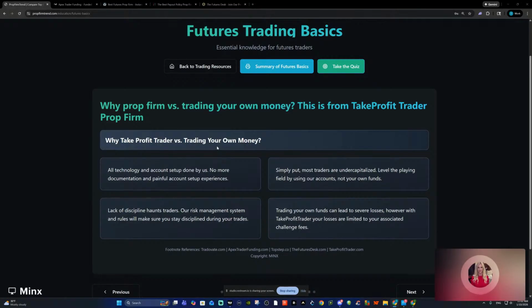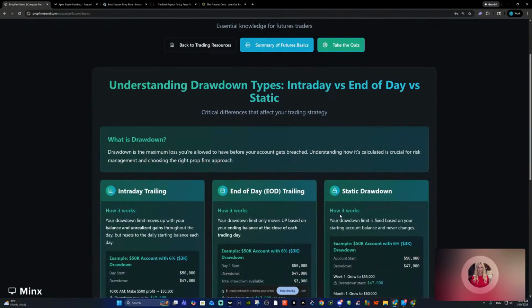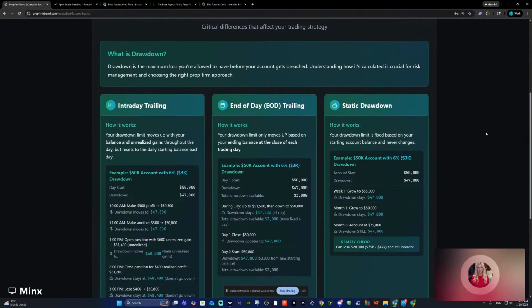Also, lack of discipline haunts traders, and the risk management system and rules will make sure that you stay disciplined during your trades. Also, all of the technology, the live market data, and everything is set up by them. So there's no extra documentation or whatever to do. So let me grab a sip of water. And then I'm going to go to a few prop firms to show you guys, because this is important. This is what a lot of people don't understand: the drawdowns.